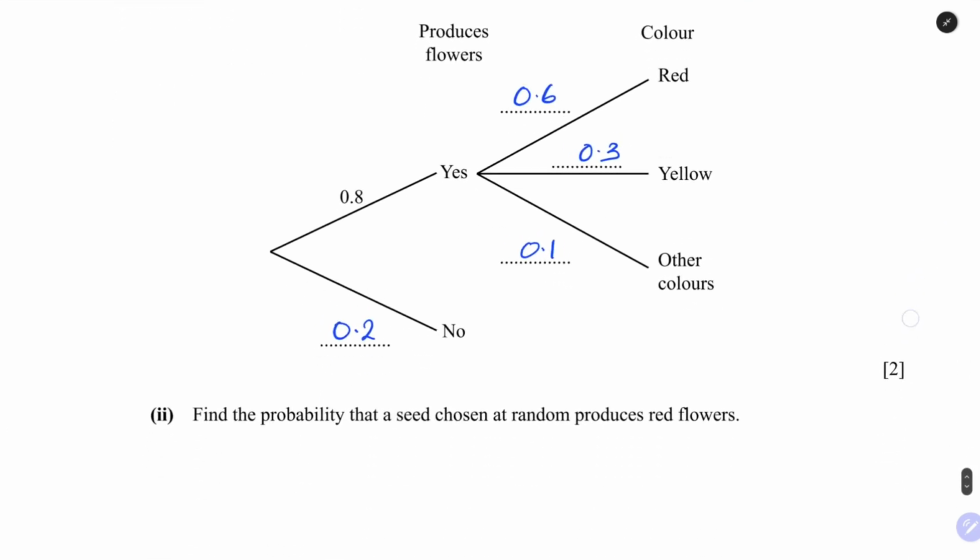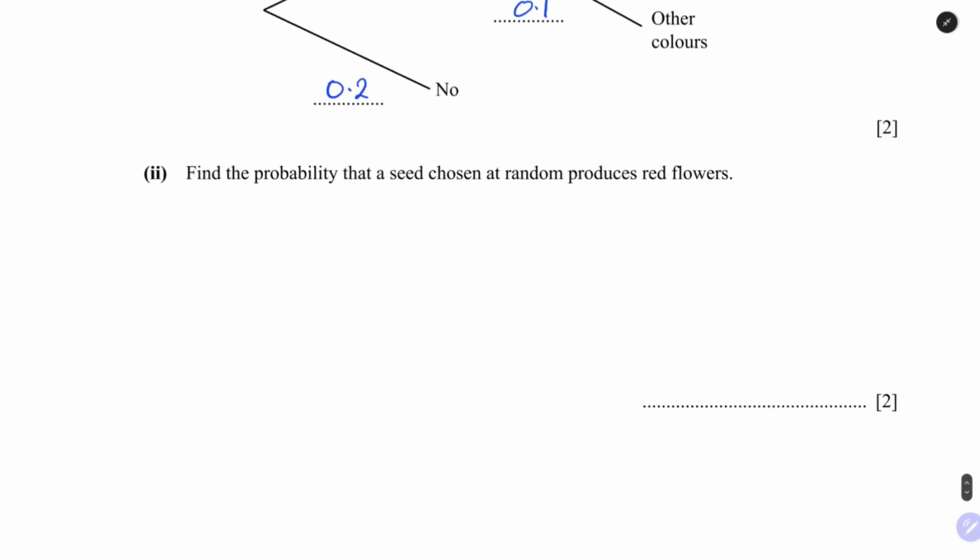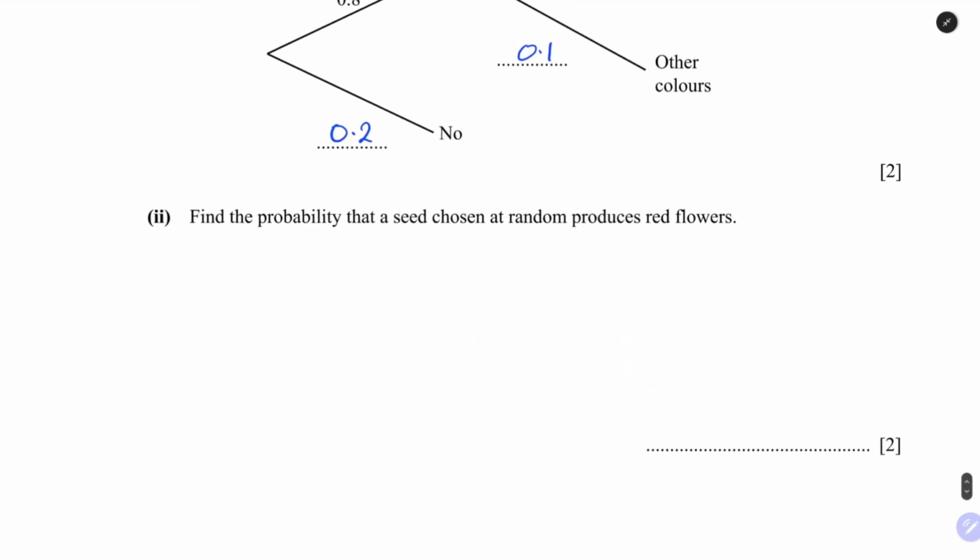All right, let's go on to the next question. Find the probability that a seed chosen at random produces red flowers. So for a seed to produce red flowers, it means that it flowers at all. So this probability is actually saying the probability that it flowers and the flowers turn out red.